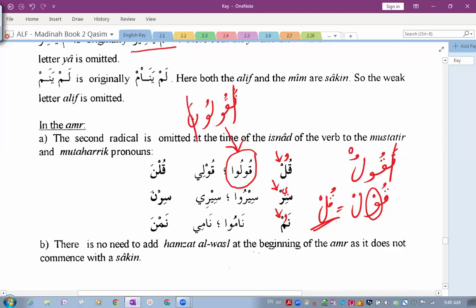Why do we drop the noon? Because this is the group where noon comes and noon goes. It was actually taqulina, and the noon got dropped. Yeah, this is an example. So it was taqulina, right? So the noon got dropped when we made it.